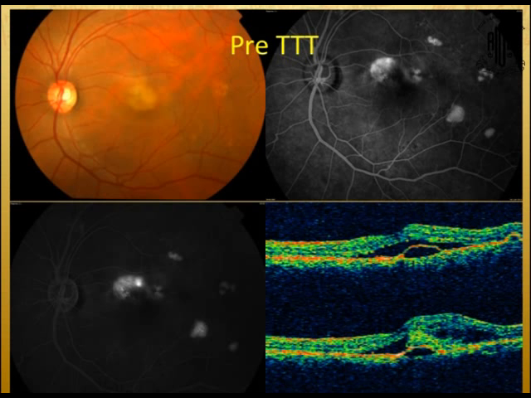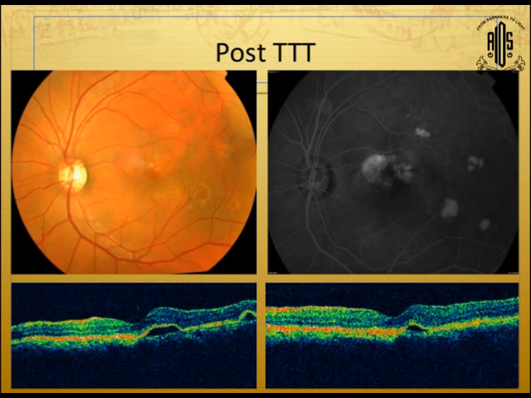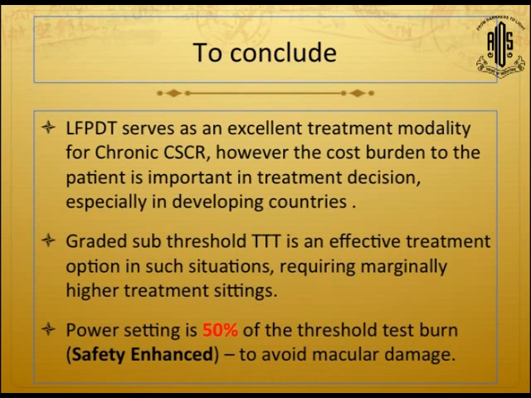This is just a prototype case which we had done, pre-TTT. We can see fibrin with the SRF pocket, and in OCT we can correlate the same features: this is the fibrin and the SRF pocket with the PEDs there. Post-treatment, the SRF has disappeared and the PED remains, and even the subretinal fibrin had disappeared.